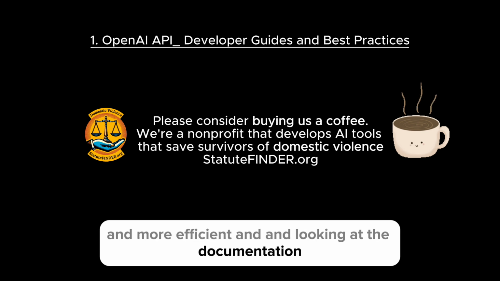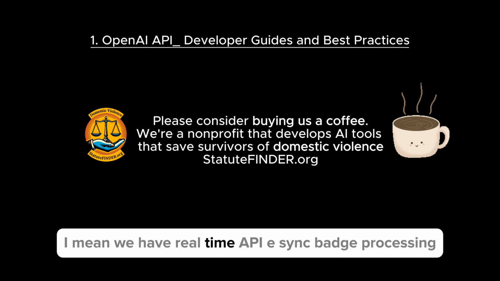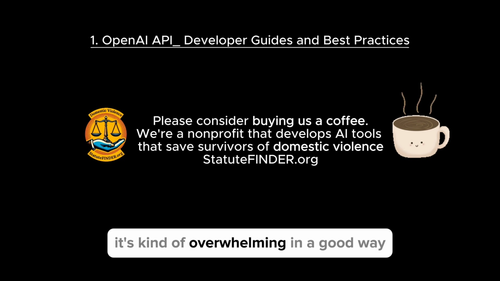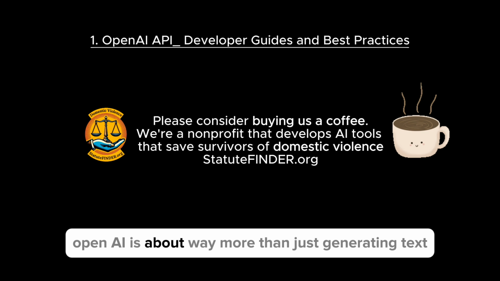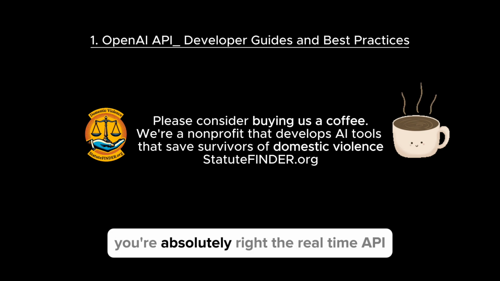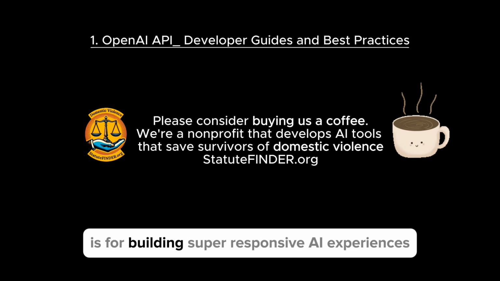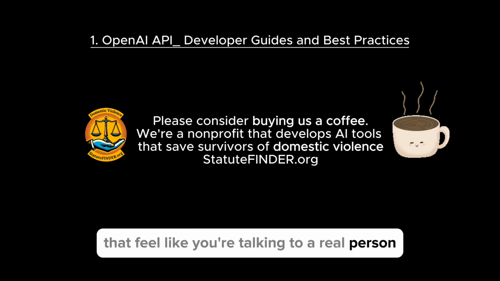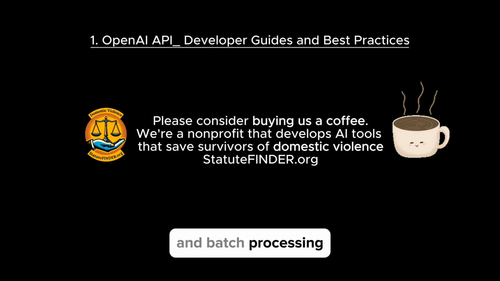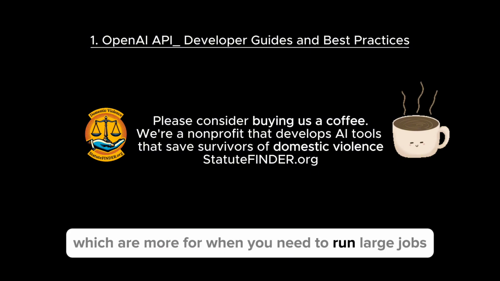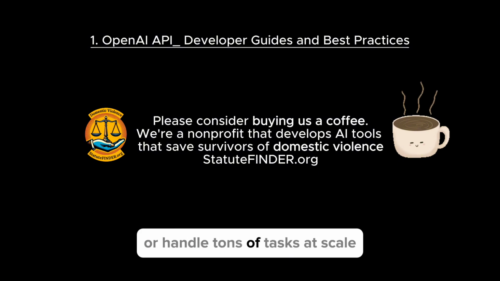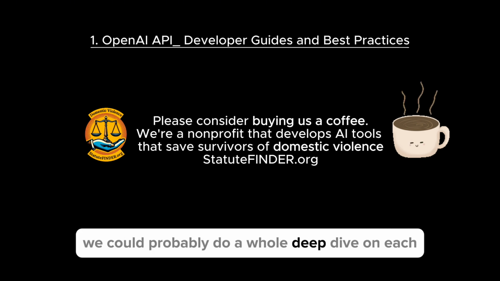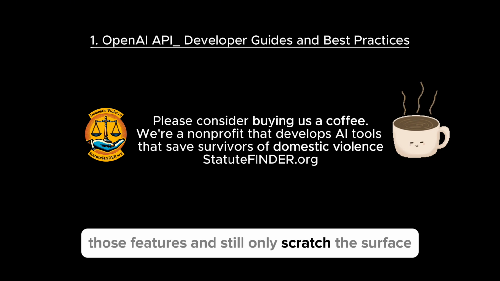And looking at the documentation, there's just so much here. I mean, we have real-time API, async, batch processing. It's kind of overwhelming in a good way. Yeah. It's like OpenAI is about way more than just generating text. You're absolutely right. The real-time API, for example, is for building super responsive AI experiences like chatbots that feel like you're talking to a real person. And then you have features like async and batch processing, which are more for when you need to run large jobs or handle tons of tasks at scale. But those are deeper dives for another day. We could probably do a whole deep dive on each of those features and still only scratch the surface.